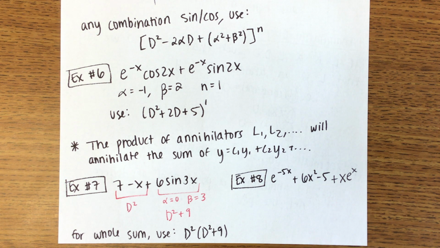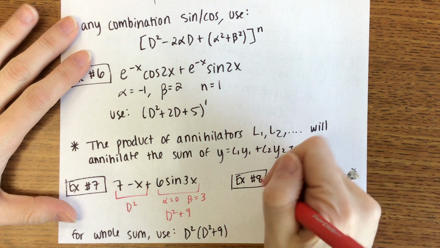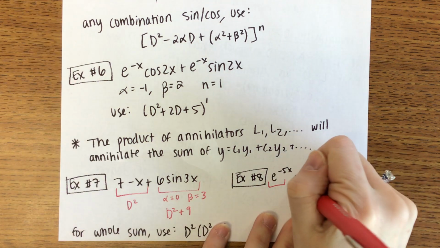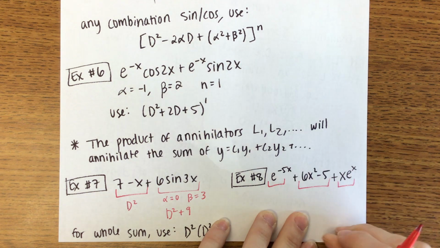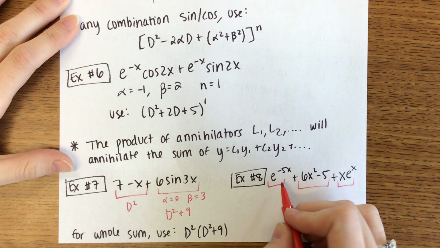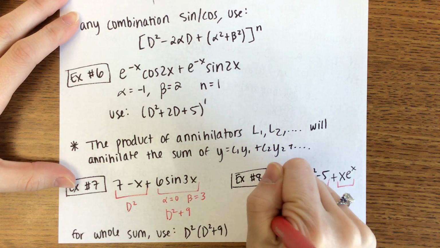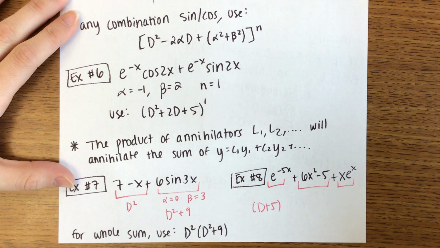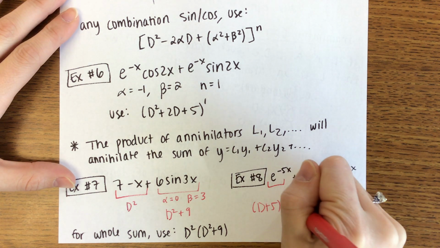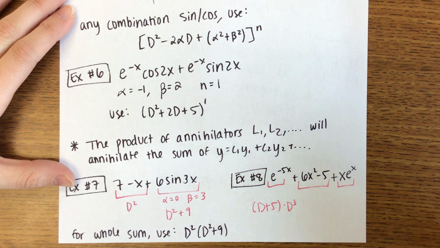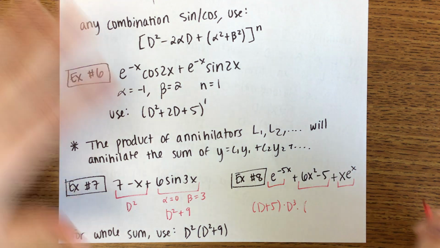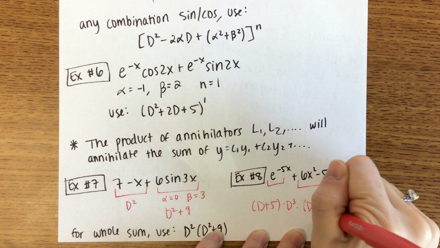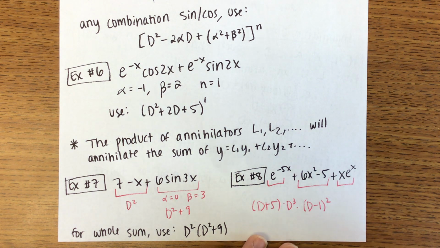Okay. Let's look up here and see how we did. You should have needed an annihilator for the first term, for the next two terms, and for the last term. Annihilator for the first term should be d plus 5. The next two terms is d cubed. Last term is d minus 1 squared. That x denotes a repeated root.